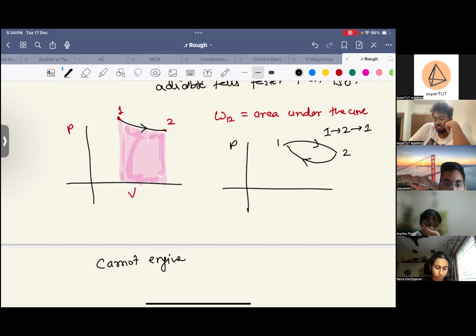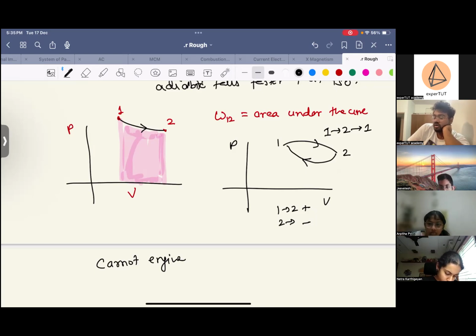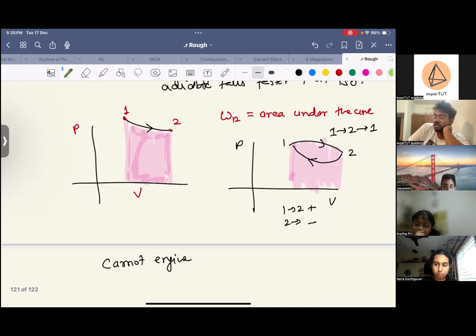So this is pressure, this is volume. If you go from 1 to 2, is work positive or negative? Positive. Yes, 1 to 2 work is positive, and 2 to 1 work is negative. If I shade the 1 to 2 work, it is the whole pink area, yes or no? And if I shade the 2 to 1 work, it is this much.